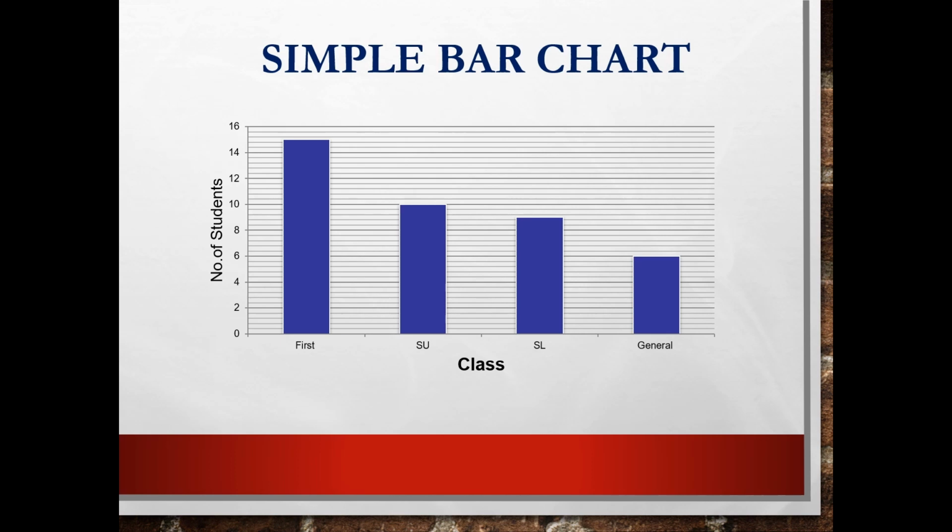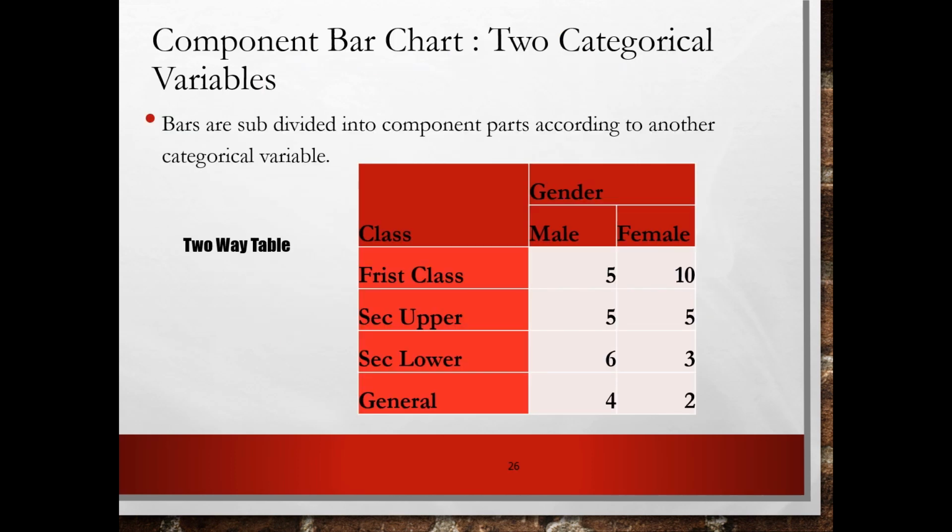When you have two categorical variables to compare, you can draw a component bar chart, where the bars corresponding to one categorical variable are divided into component parts according to the other categorical variable.